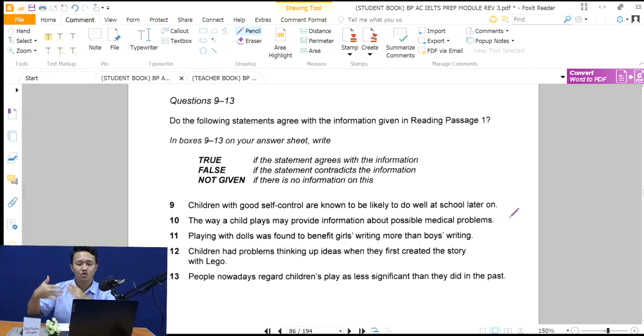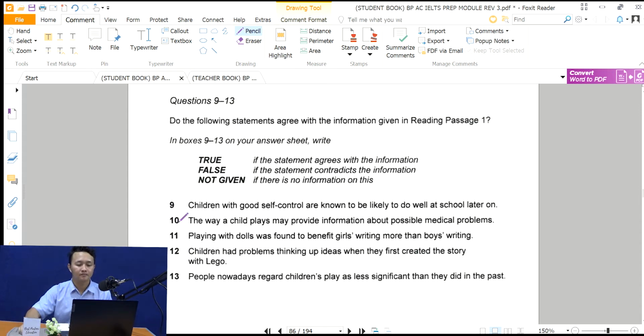Try to answer all of the questions in the true, false, not given type of question based on the information in the text, not the information that you already know or that you found in any kind of media like Google or stuff like that. It's very important because otherwise it will make you more confused on how to answer it. Now let's start.